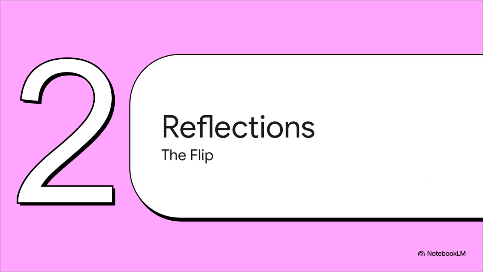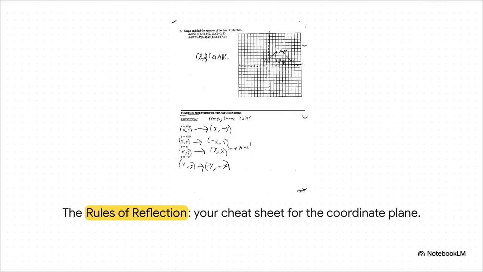All right, tool number 1 in the toolkit, reflections, or as you should think of it, the flip. It's really that simple. You've got a line, like a mirror, and the shape just flips right over it to a new spot. Okay, now this slide right here, this is pure gold. Seriously, screenshot this, write it down, whatever you need to do. This is your cheat sheet for the rules of reflection. You've got to have these memorized cold.